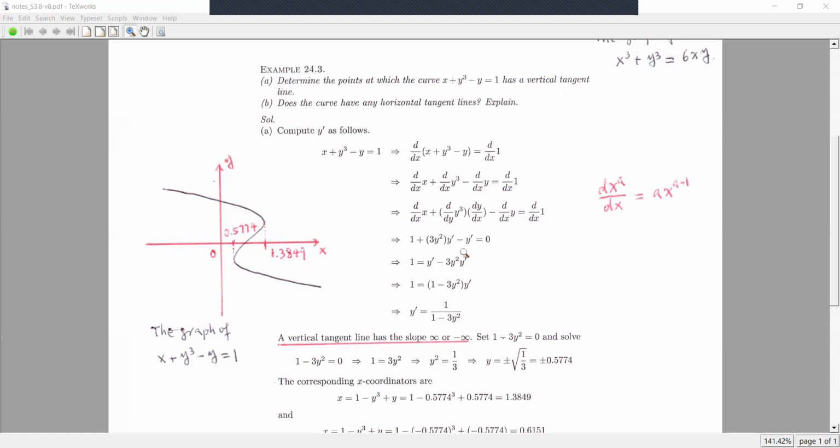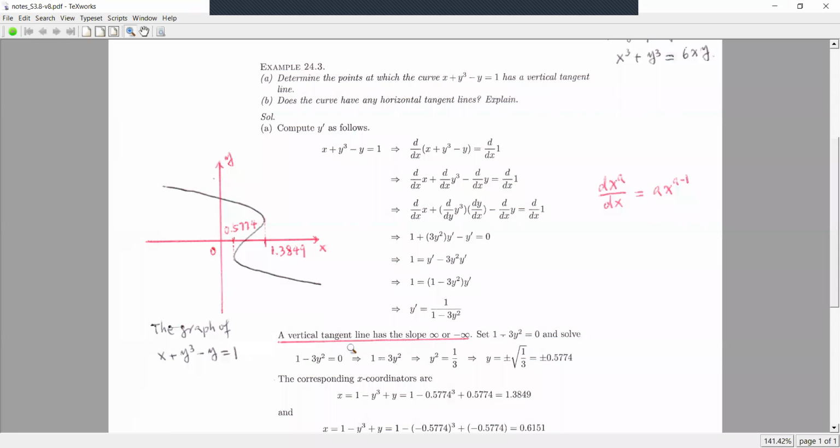Now solve this equation for y prime. Move the second and the third terms to the right-hand side, then I have this equation. Factor out y prime on the right side, then I have this equation. Now move 1 minus 3y squared, this factor, to the left side, then I have this equation. This is the result for y prime.